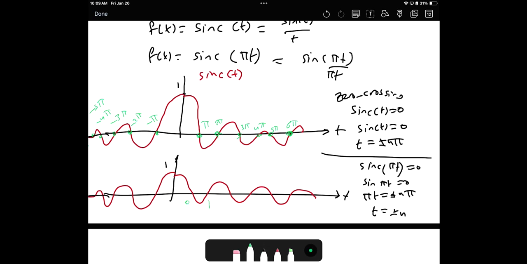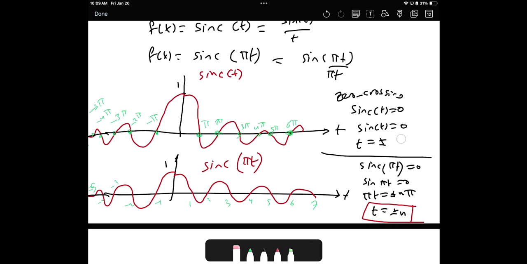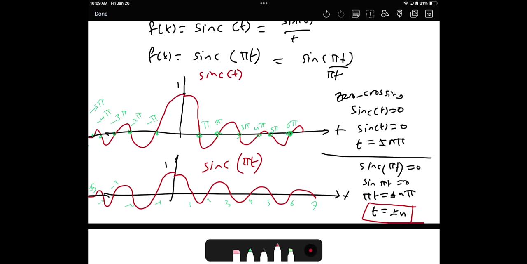0, 1, 2, 3, 4, 5, 6, negative 1, I'm sorry, I miscounted. 1, 2, 3, 4, 5, 6, 7, here is negative 1, negative 2, negative 3, negative 4, negative 5. So that's how we determine the zero crossing. And again, this one is sinc of pi t. Okay? And the zero crossings are at plus minus t, and here plus minus pi.